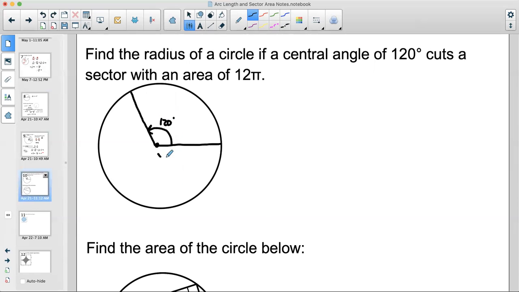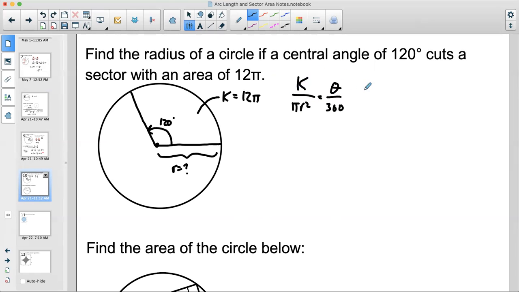And the radius I'm looking for, they don't tell me that in this one, r equals something. And then they tell me that the area of the sector K is 12 pi. There's no units, so I don't have to worry about units at the end of this one. I'll do it the same way. I'm just going to set up my equation just like I did before. K over pi r squared is theta over 360.